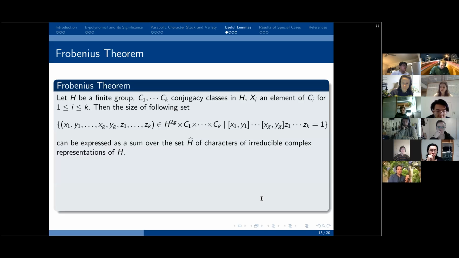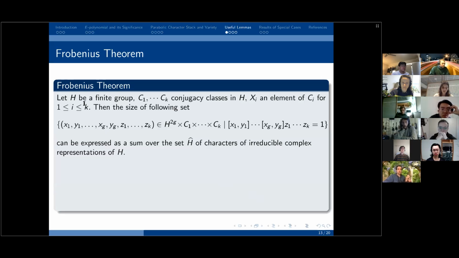So now our aim is to compute the counting polynomial of parabolic Character stacks and varieties. So here is a theorem which relates the counting polynomial to complex representation theory. This is called the Frobenius theorem.